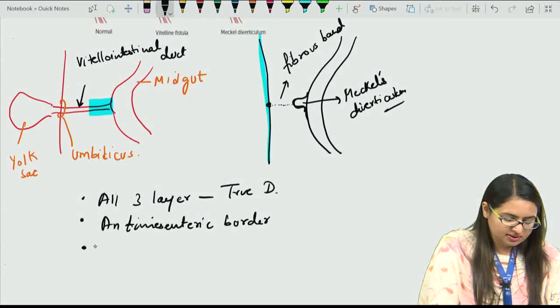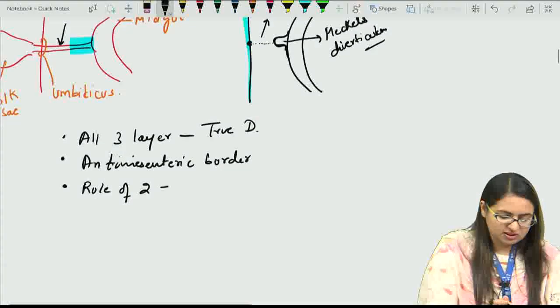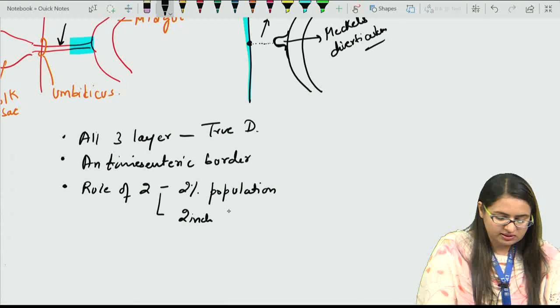It is more common in males, and there is a rule of 2. The rule of 2 says that it is present in 2% of the population. Then it is 2 inches from the ileocecal junction.